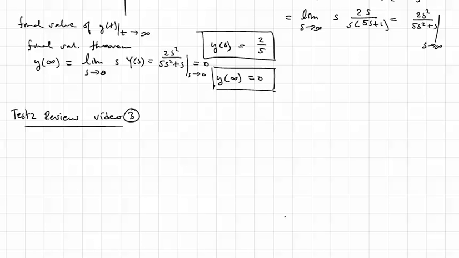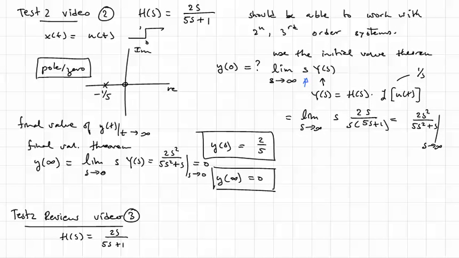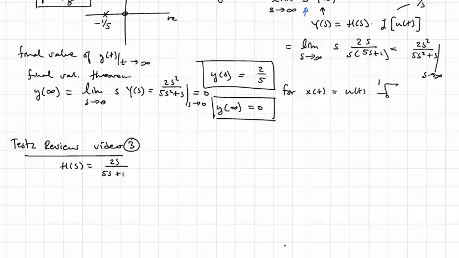Okay, this is video 3 in the series on test 2 review, and we've been looking at the transfer function H(s) = 2s / (5s + 1). We found the pole-zero plot for that transfer function. We also found the final and initial values for an input x(t) equal to u(t), a unit step. And now I wanted to consider a different input, x(t) equal to a ramp.